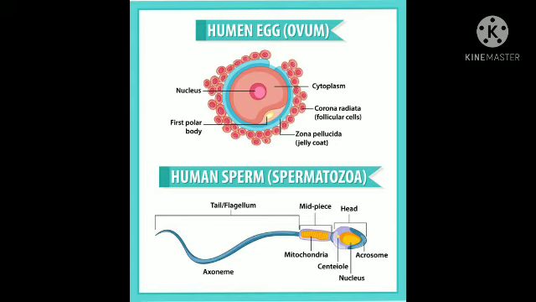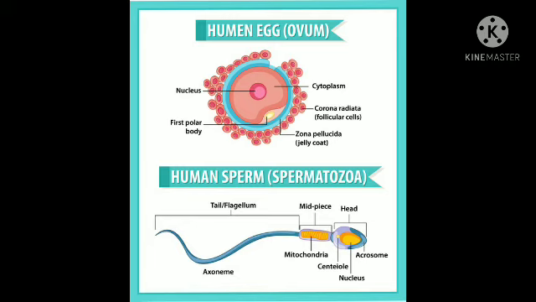The first one is the animal pole, the second one is the vegetal pole. As you know, during oogenesis, polar bodies are produced. The side of the egg on which these polar bodies are present is known as the animal pole. And the side of the egg which is just opposite to the polar bodies is known as the vegetal pole. You will definitely get a question on the animal pole and the vegetal pole. The animal pole is on the side of the polar bodies, and the vegetal pole is opposite to the presence of the polar bodies.